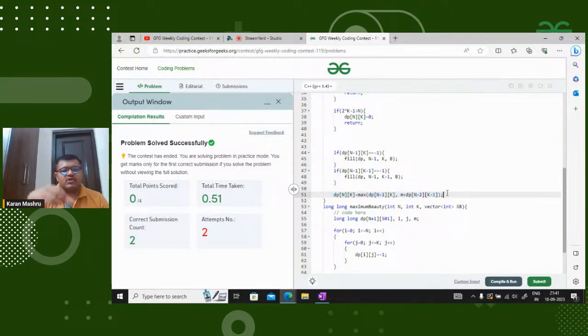And then the final case, that is dp of n,k equals max of dp of n minus 1,k if we do not consider the nth flower, and m plus dp of n minus 2,k minus 1 if we consider the nth flower. But before that I need to check whether dp of n minus 1,k and dp of n minus 2,k minus 1 are filled or not. So I have checked it, and if they are not filled, I have called them. So this is using memoization.